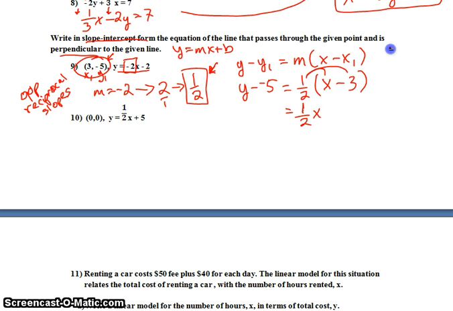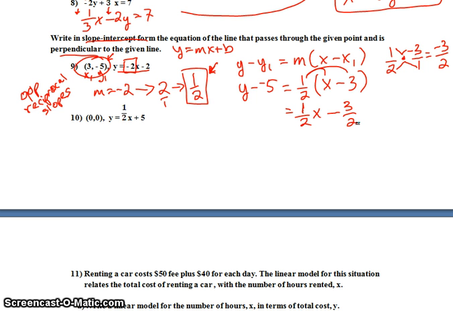1/2 times negative 3, okay, gets a little tough, but can we cross cancel? No. So we just multiply straight across. 1 times negative 3 is negative 3. 2 times 1 is 2. So we have negative 3/2, which I don't like.